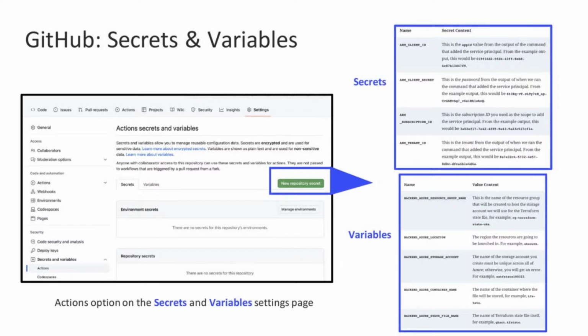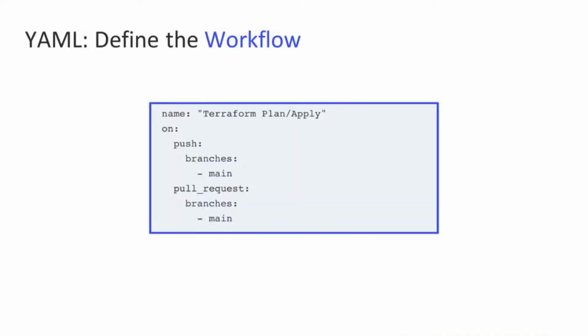As an example. So this is where we have everything that we need now. We've got our secrets and variables covered. We're in the GitHub repository. Now let's look at the workflow itself. As I mentioned, YAML, right? GitHub Actions workflows use YAML.